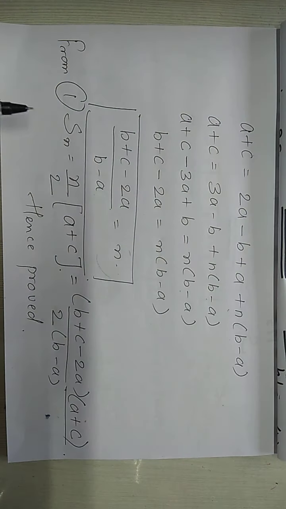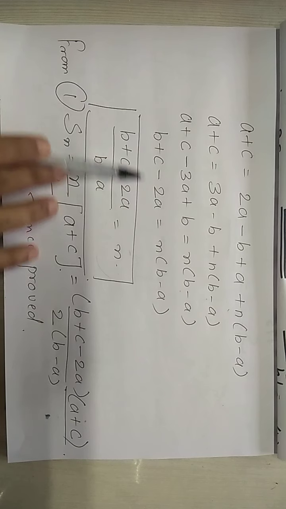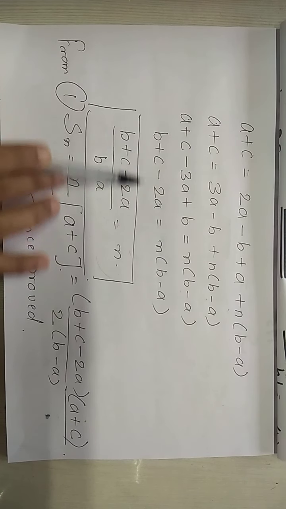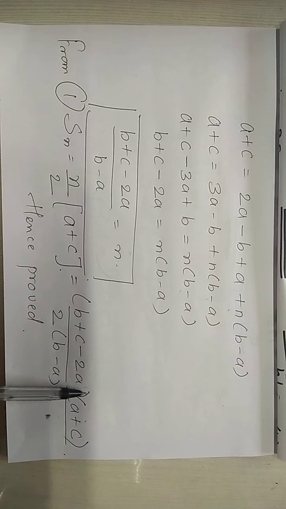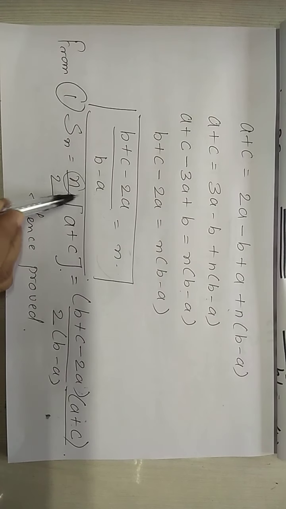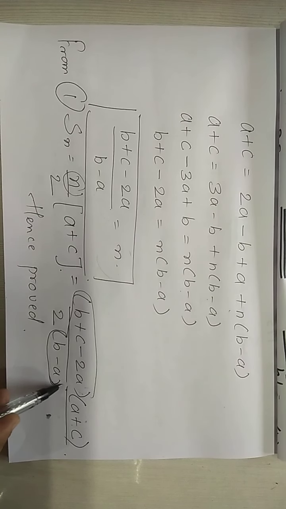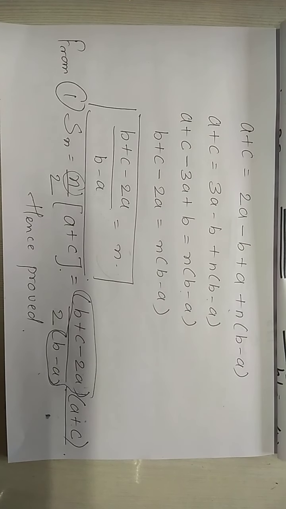So this will be Sn is equal to n upon 2 times (a plus c), which is equal to n. We know what n is now. This full thing is n, so this full term comes over here: (b plus c minus 2a) upon (b minus a). And this 2 is from the formula, and this a plus c is from here. So this full n we removed and we replaced it with (b plus c minus 2a) upon (b minus a), and these two remaining things are in the formula.